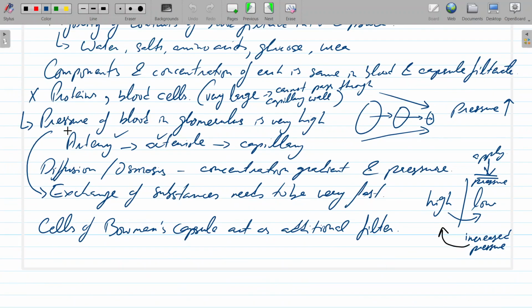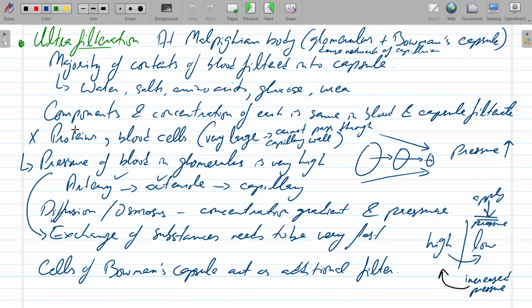What's helping the filtration is the pressure of blood in the glomerulus, because it's very high. It's coming in from an artery to an arteriole and then the capillary, so the pressure is higher because the lumen size is getting smaller. What's at work over here is diffusion, osmosis, and concentration gradients are coming into effect, and the cells of the Bowman's capsule act as an additional filter.